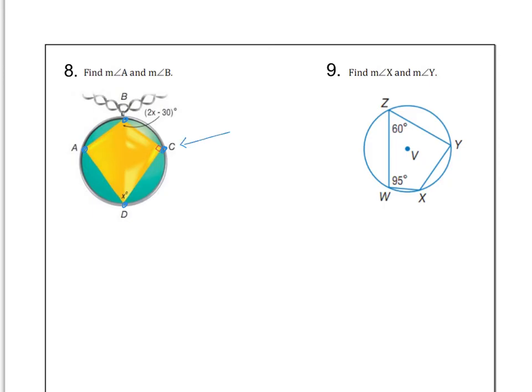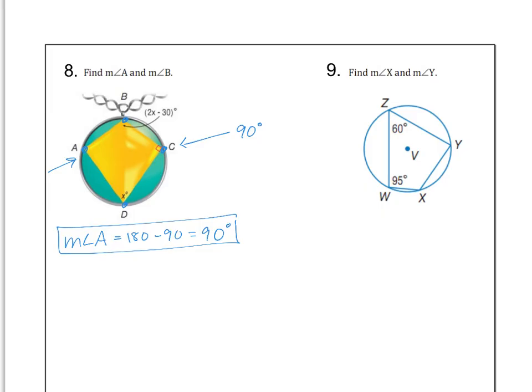And you notice how angle C is 90 degrees? Well, that means angle A also has to be 90 degrees because the measure of angle A is going to be 180 minus angle C, which is 90, and that leaves 90 degrees. So that we know. Angle B is a little trickier.